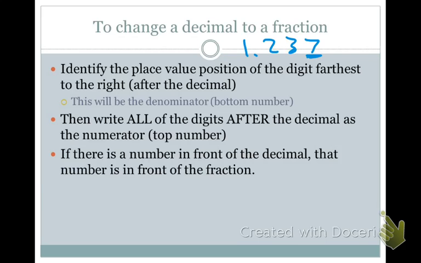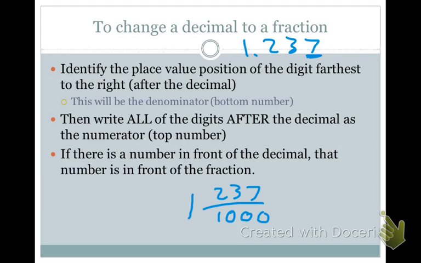And then that means, then write all the digits after the decimal. So in this case we have a 2, a 3, and a 7. That becomes your numerator of your fraction. If there is a number in front of the decimal, in this case there's a 1, that becomes the number in front of the fraction. So it would look something like this. In the next slide we'll explain a little bit more how I ended up with this 1,000 in the bottom, because that is a place value that the next slide talks about. So you might need to pause the video here so you can write the rest of this in your notes.